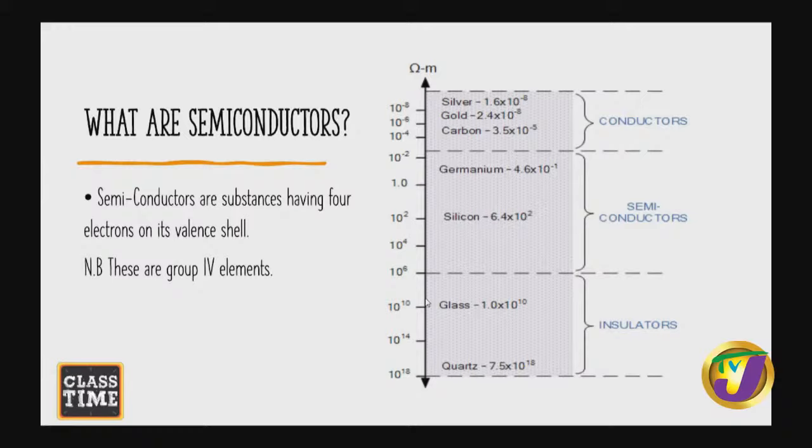And then if you move on into the higher categories, like times 10 to the 10, times 10 to the 14, times 10 to the 18, this is where we're speaking about our insulators. Good insulators are things like glass, quartz, rubber and so forth.